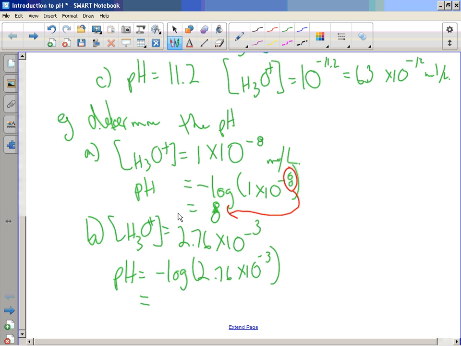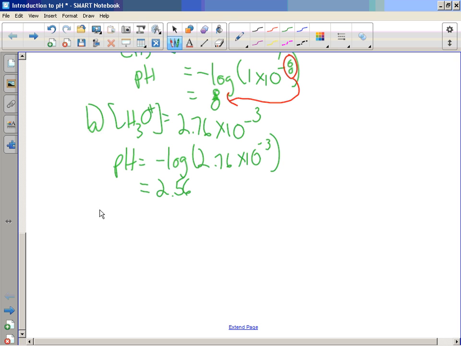So what do we have as our answer? 2.56. Okay? Let's do some more examples. I'm going to just keep writing a few more examples down, and then I'm going to give you a little worksheet to try. Actually, we're going to talk about a few other things before I give you the worksheet.